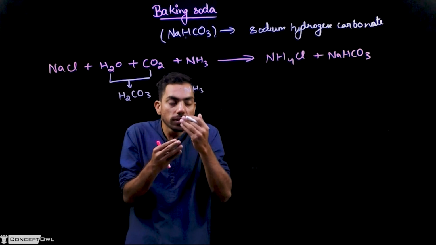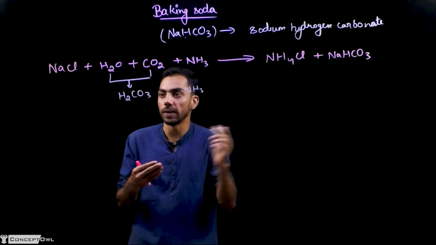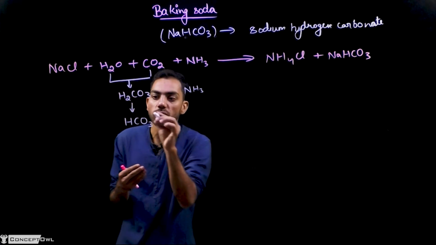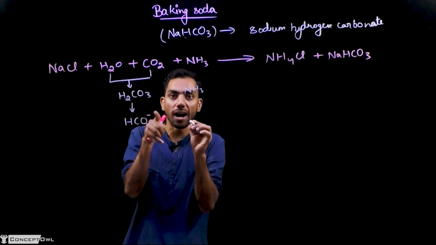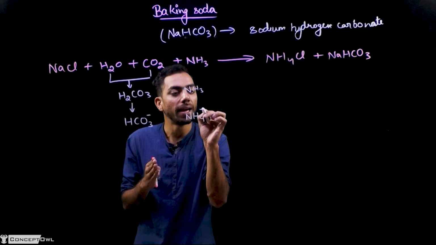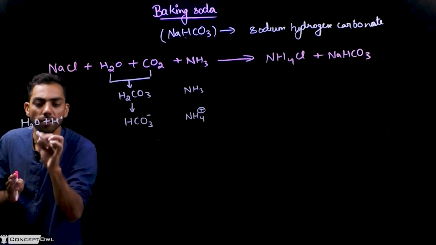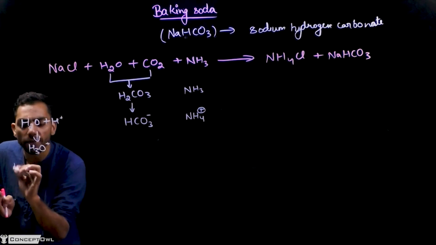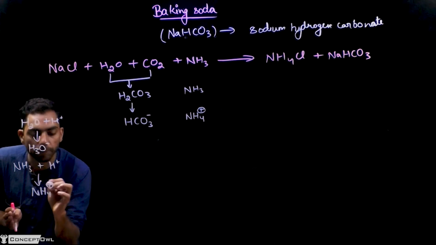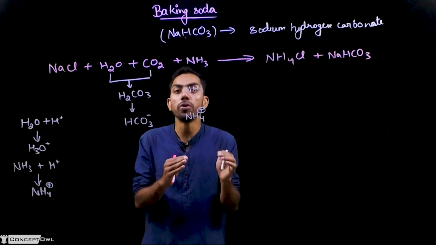Acids always give H positive ion, correct? And that H positive ion will be taken by NH3. So H2CO3 will lose one H positive ion, so it will form HCO3, hydrogen carbonate ion, and the H positive ion will be taken by NH3, so it will become NH4 plus ion. Something like H2O plus H plus forms H3O positive, no? In a similar way, NH3 plus H positive will form NH4 plus ion. Simple. So NH3 is taking that proton and forming NH4 plus ion, the ammonium ion.